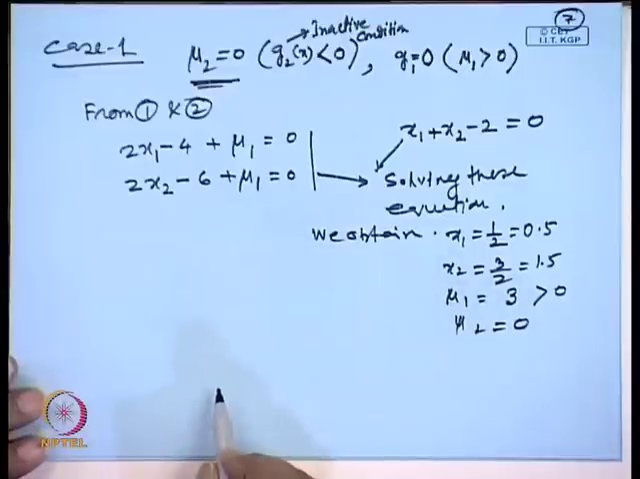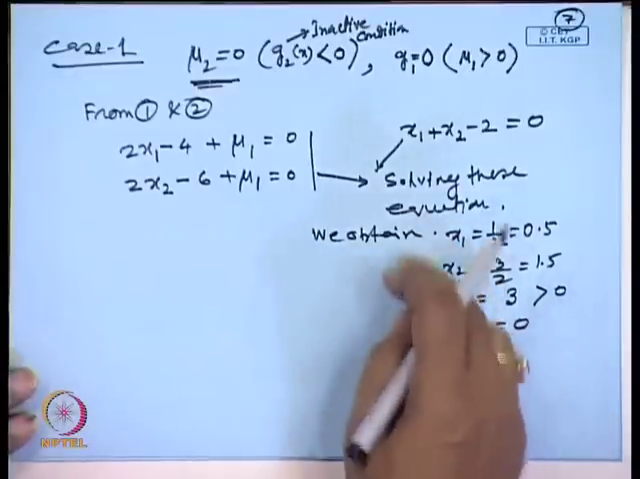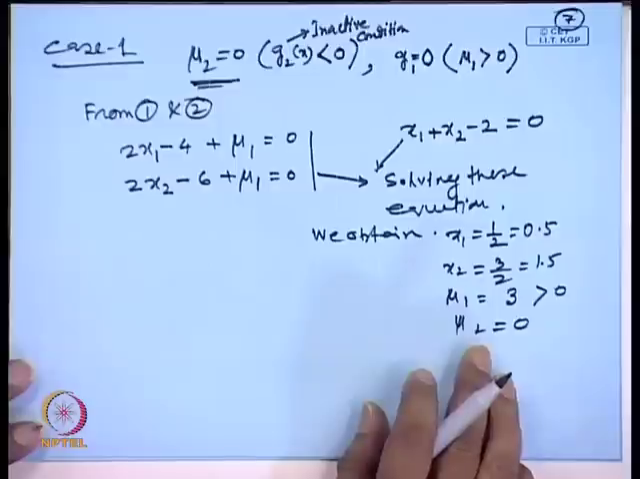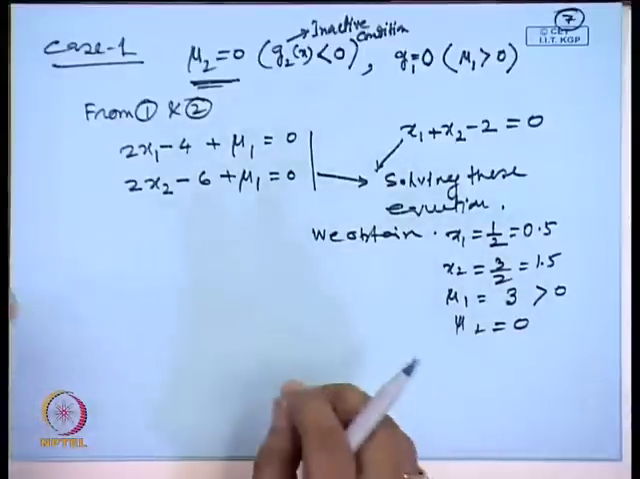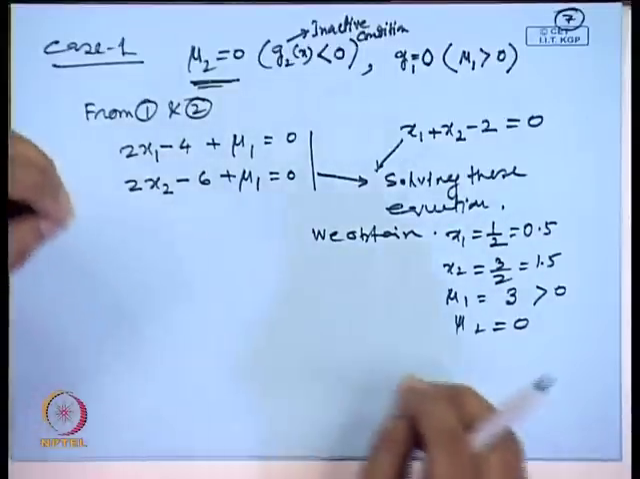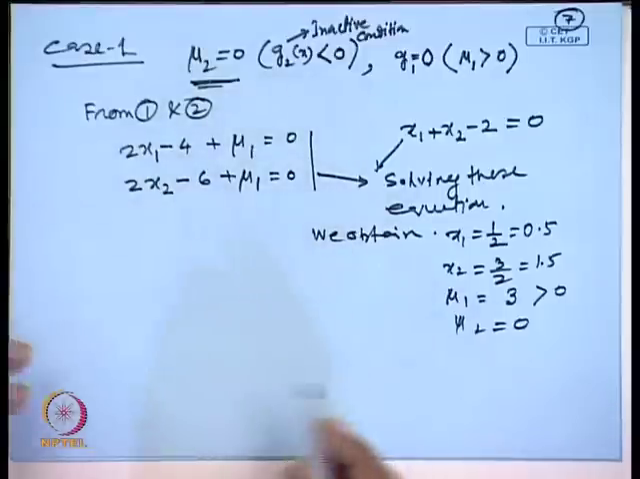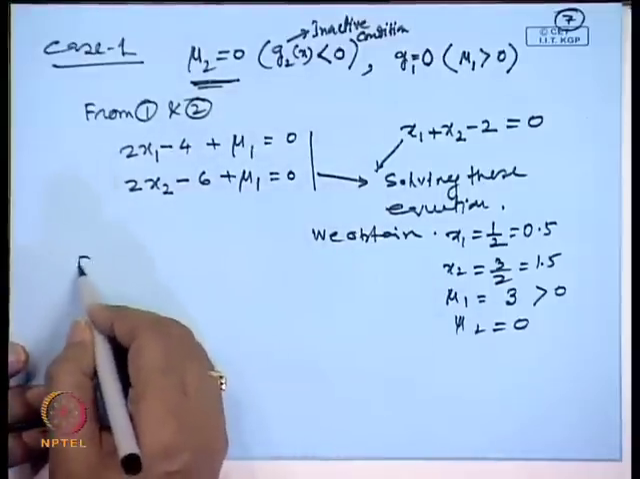Now, we have to see whether this point satisfies all feasibility conditions, I mean all inequality conditions, and equality conditions. If they are satisfied, then we will call the point inside the feasible space, or feasible set, or feasible region. So, let us do the feasibility check.